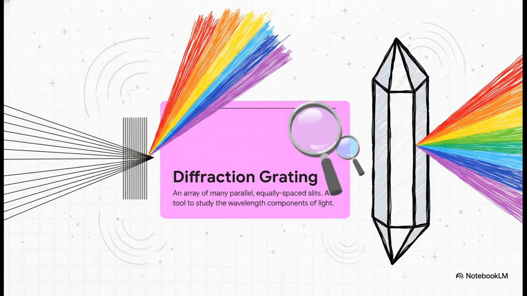So think of a diffraction grating as the ultimate multi-slit device. It's an optical component that's designed to do one thing, and do it exceptionally well: split light into its constituent colors, or more precisely, its different wavelengths. It's kind of like a high-tech prism.